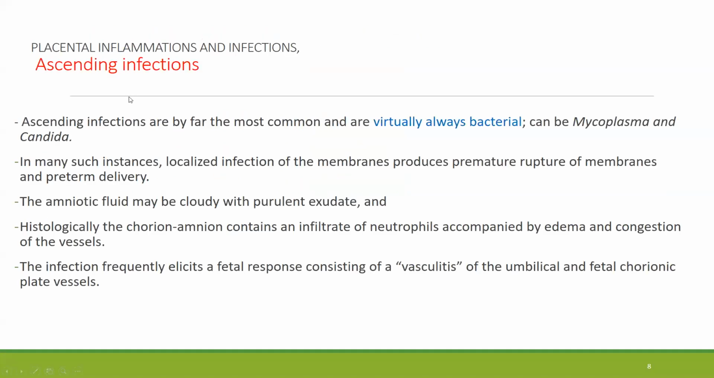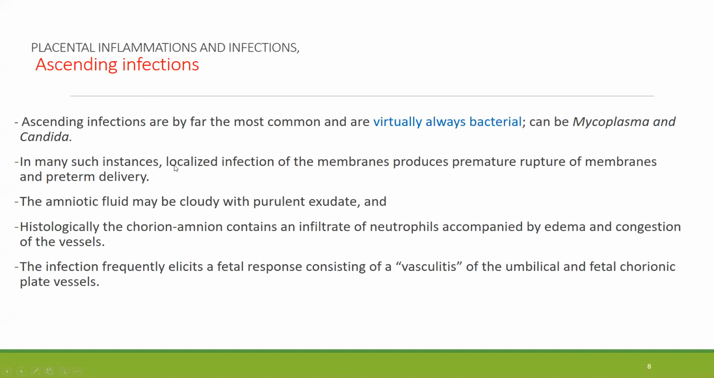Now the ascending inflammation is most of the time bacterial. It can be mycoplasma, and rarely candida. Normally it's bacterial. In many instances, a localized infection can cause rupture of the membrane and so on.